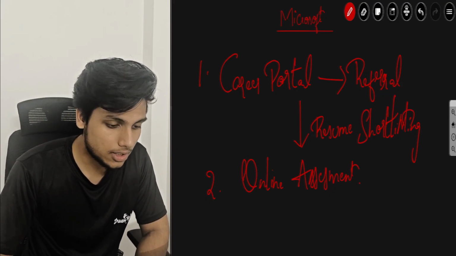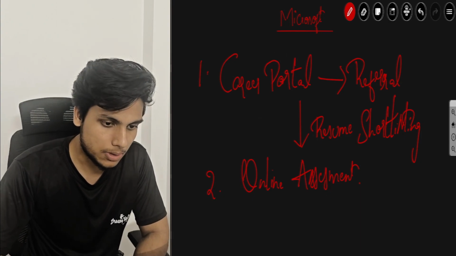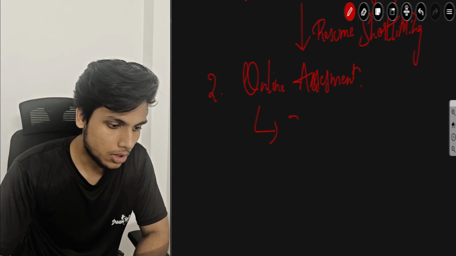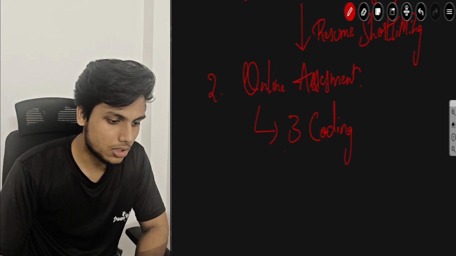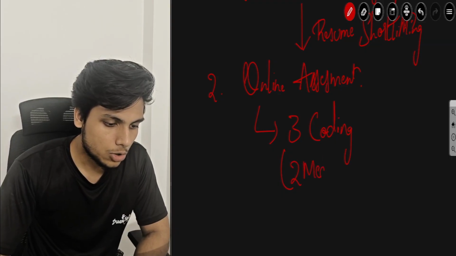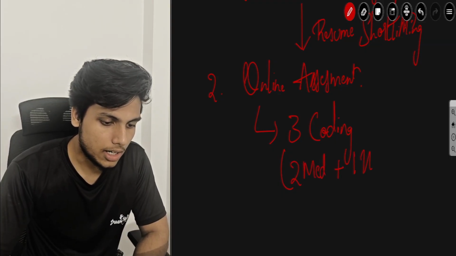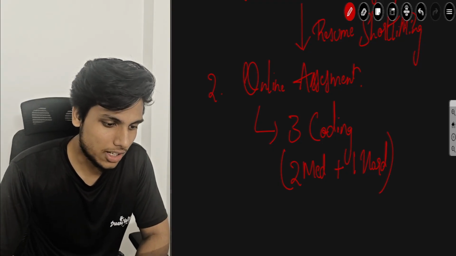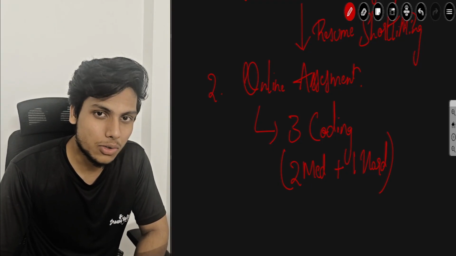So after that, I received the online assessment, where you will be given three coding questions. Obviously, there will be two mediums and one hard, the last question being the hard one. And in order to get shortlisted from this online assessment as well, you need to solve all three coding questions completely.